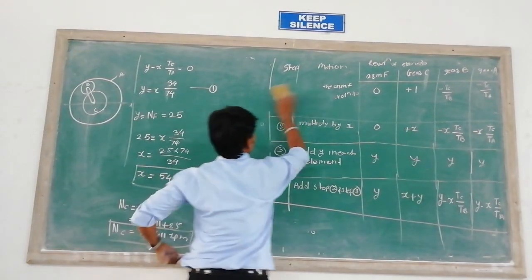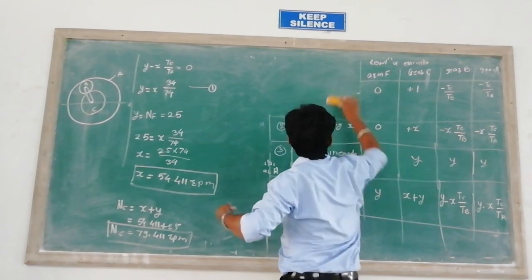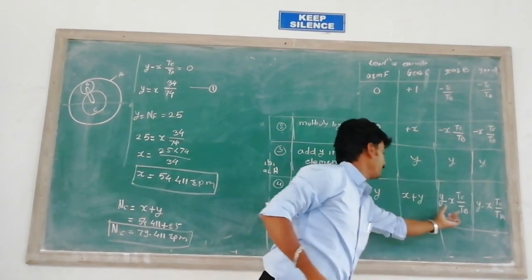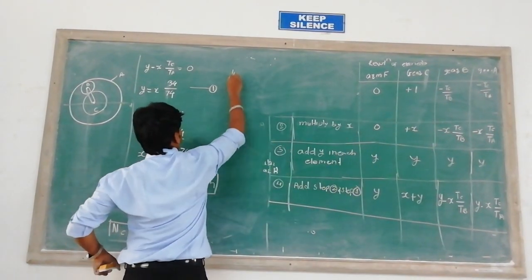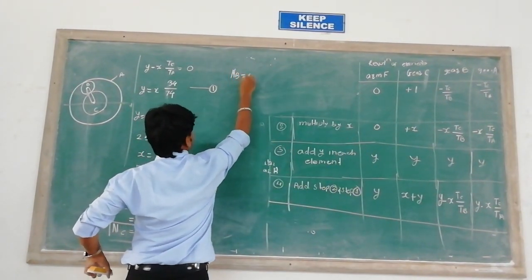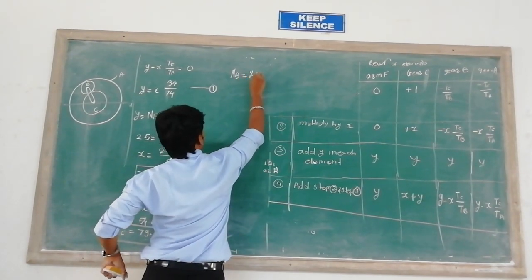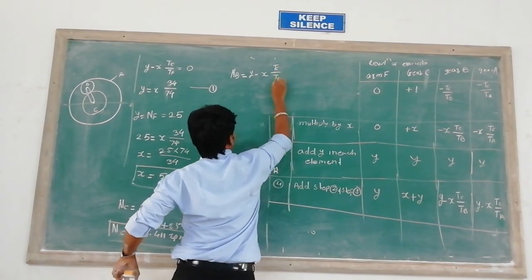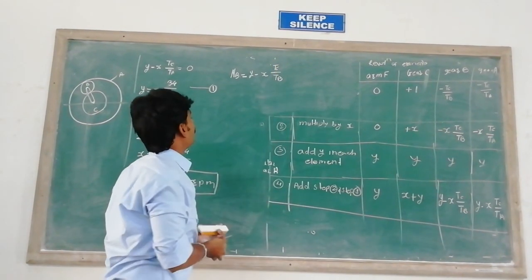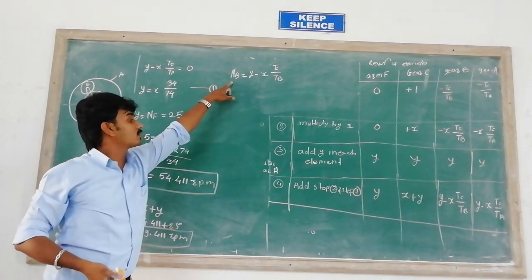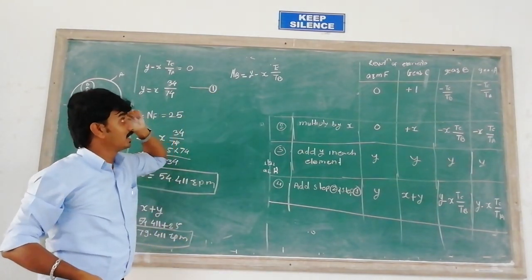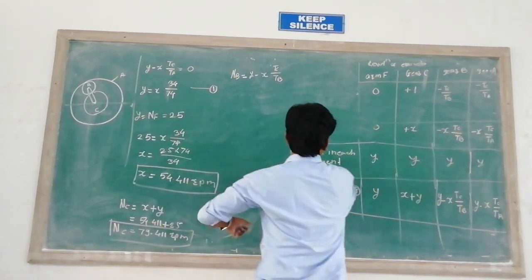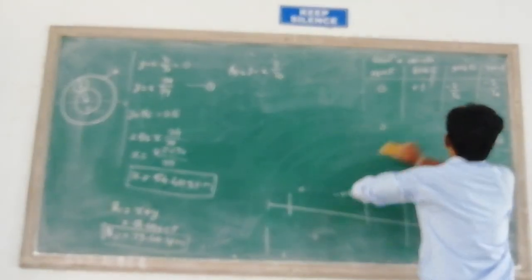Now we have to find out the speed of the gear B. The speed of the gear B is equal to NB. NB is equal to (y minus x) divided by tc divided by t. Okay? The speed of the NB is equal to (y minus x) into tc divided by t. So we will remove all the table here.